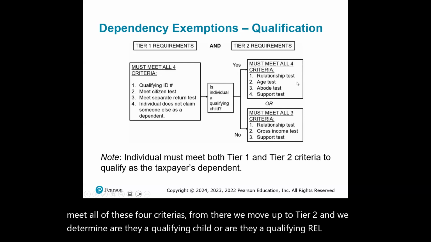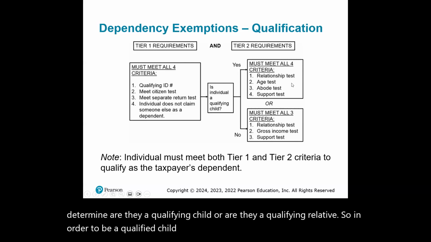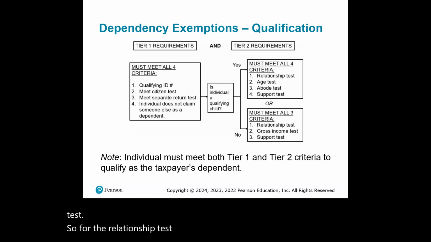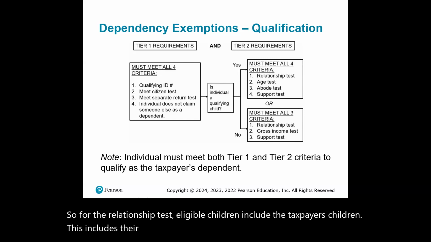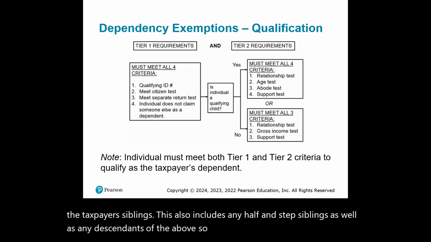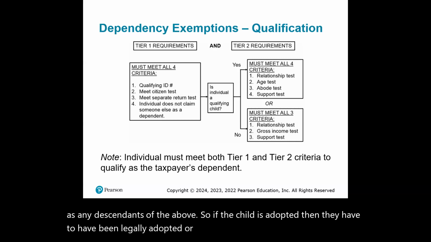In order to be a qualifying child, there are four tests: the relationship test, the age test, the abode test, and the support test. For the relationship test, eligible children include the taxpayer's children. This includes their biological, adopted, foster, and stepchildren, as well as the taxpayer's siblings. This also includes any half and step siblings, as well as any descendants of the above. If the child is adopted, then they have to have been legally adopted or legally placed in that home for adoption.